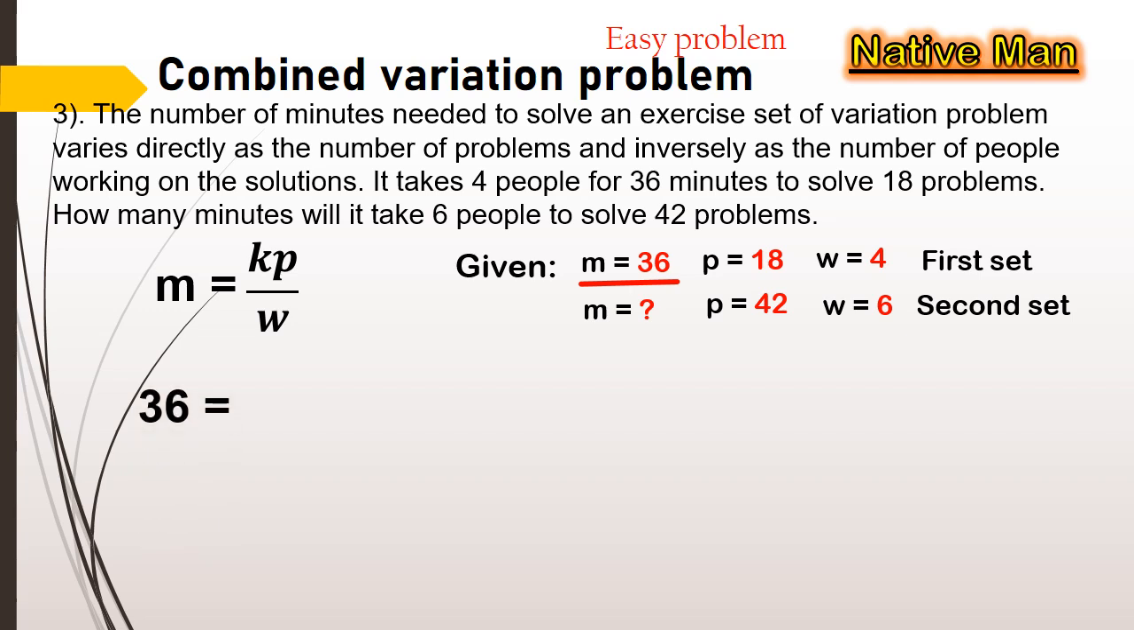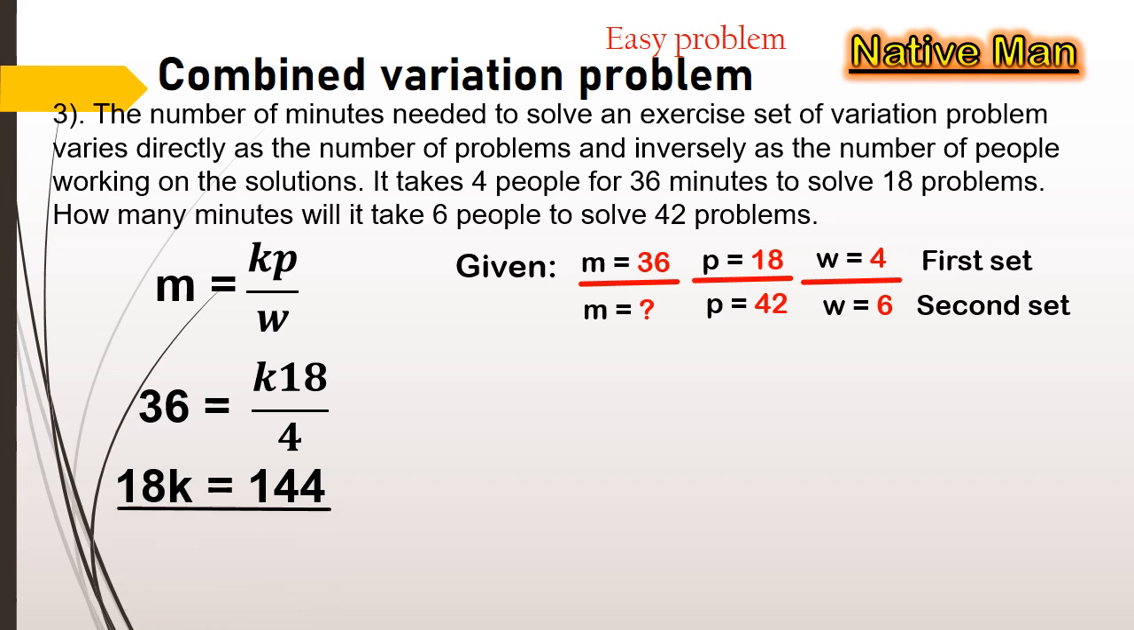So, M is 36 is equal to KP, P is 18 over W is 4. So, K18 over W. Then again, by cross multiplication, ang denominator ng 36 ay 1. So, K18 times 1 is 18K is equal to 36 times 4 is 144. Okay, again, remove 18 sa constant kasama ng K para masolve natin yung K. So, divide 18 to both sides of the equation to remove 18. Then, cancel 18. Ang matitira dyan ay K is equal to 144 divided by 18 is equal to 8. So, the constant is 8.